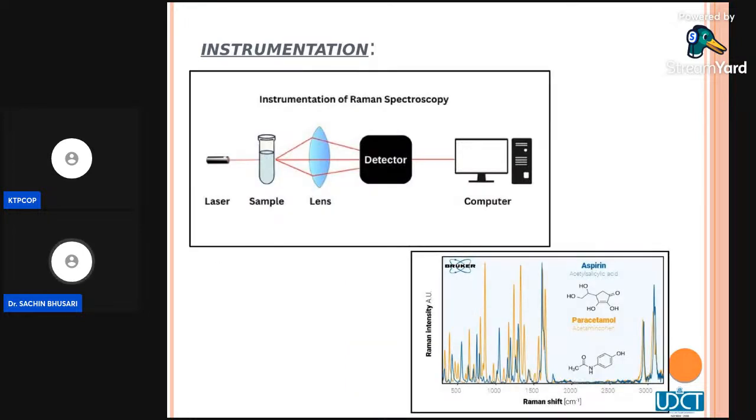So how the instrumentation of the Raman will look like: a laser beam is there, sample is there, lens, detection system, and computer. It integrates the data. It looks like Raman shift, in centimeter inverse, versus Raman intensity. This is the classical spectra published by Bruker. For aspirin and paracetamol, you can see the overlapping spectra of aspirin and paracetamol in a single formulation, which has been generated by Bruker.